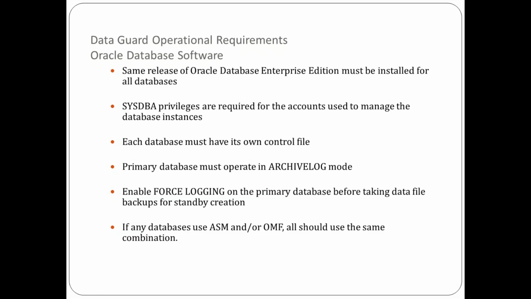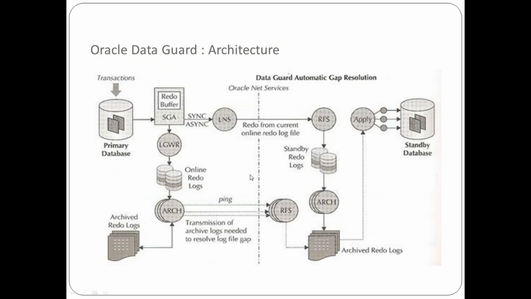Correct. So if any database uses ASM or OMF, all should use the same combination. That means the cluster file system or the Oracle managed file system, anything you're using, it should be of the same combination. So you should not have a different file system altogether, right, on primary and standby. So these are all the requirements at the database end: your database should be enterprise edition, you should have SYSDBA privilege, you should have a control file, and the database should be in archive log mode and forced logging mode. Okay, so these are all the requirements.